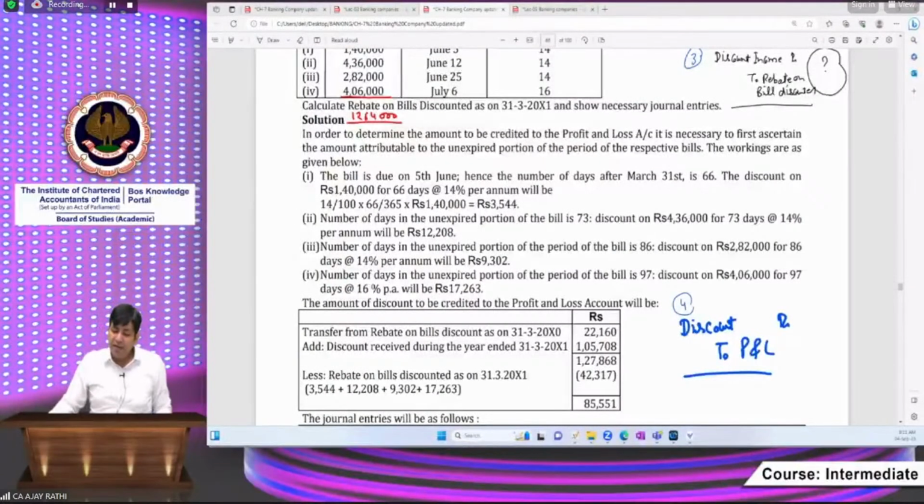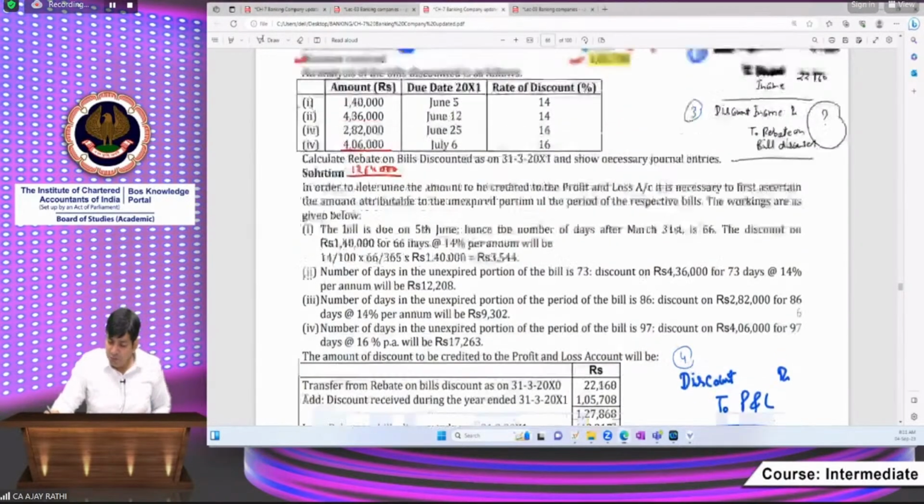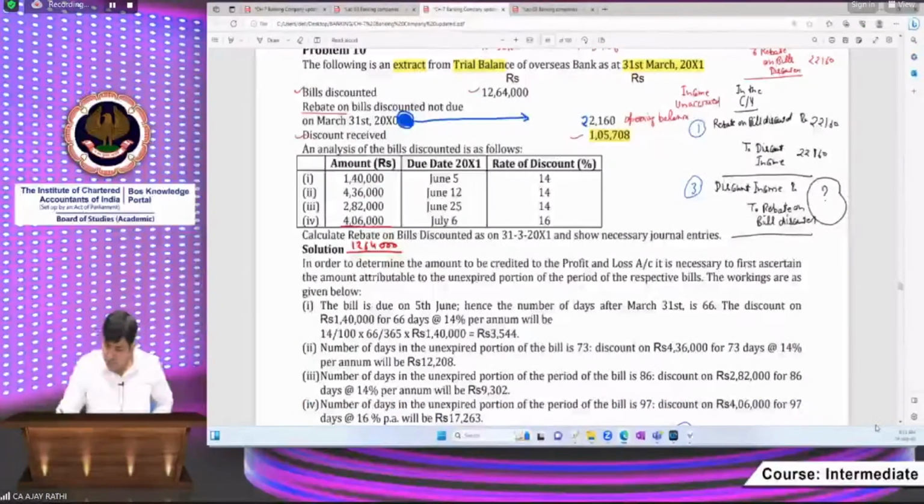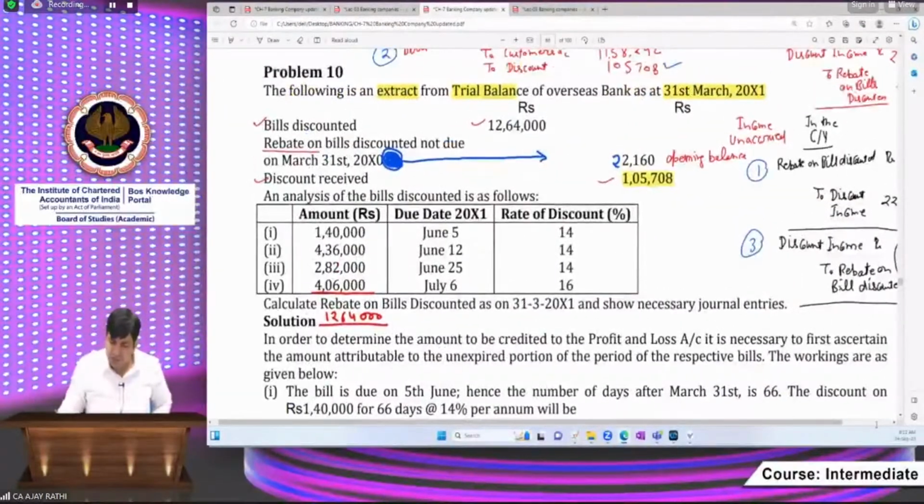The amount that has to be transferred to P&L is this one. Now we are calculating the amount which can be excluded as a rebate on bill discounted. See, we have to check this. Please take this. Beta, we have to calculate the closing rebate on bill discounted.